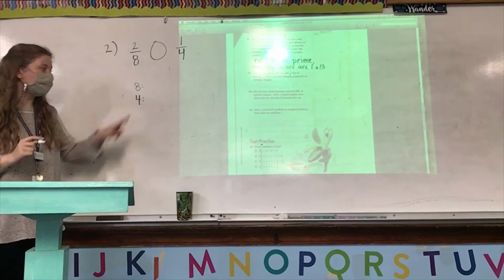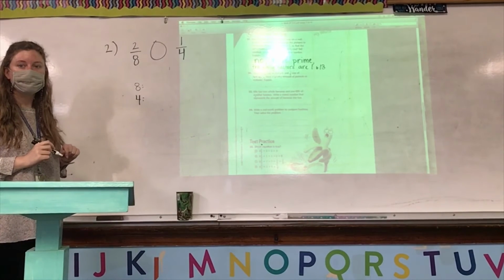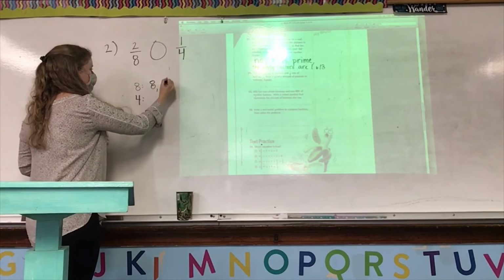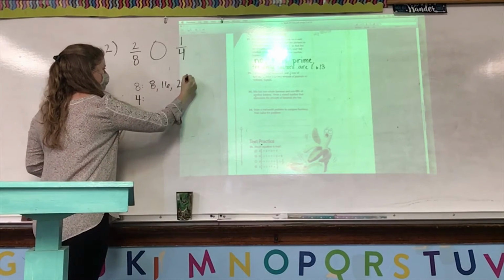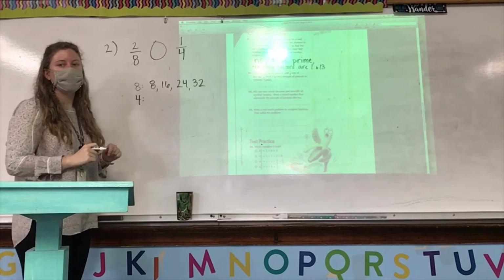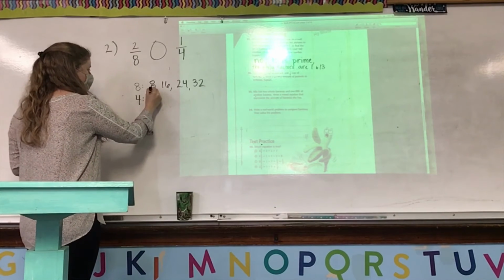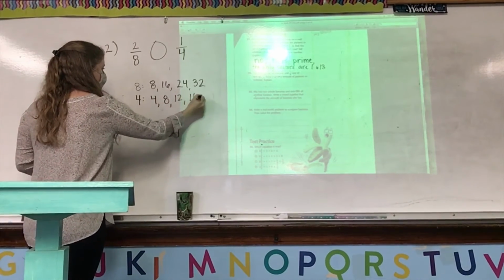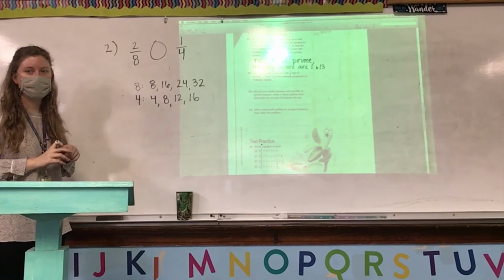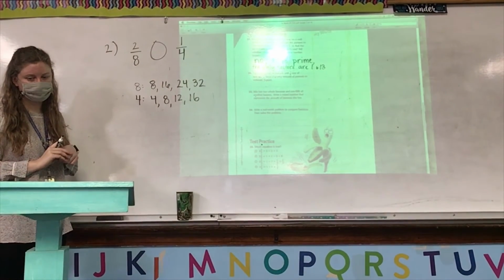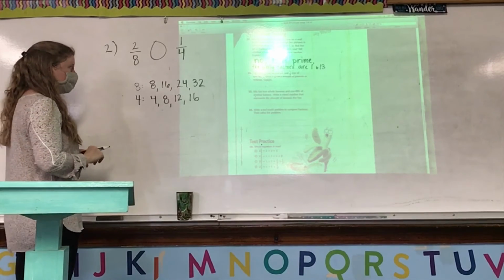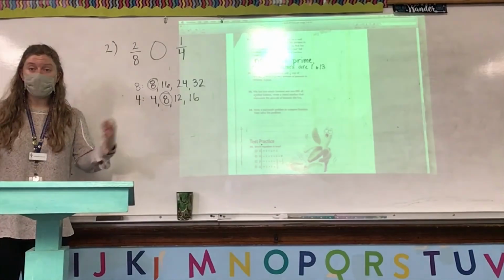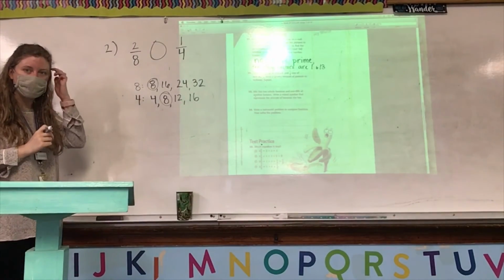Okay, first 4 multiples of 8. 8, 16, 24, and 32. Good, first 4 multiples of 4. 4, 8, 12, and 16. Did we find the least common multiple? Yes, what is it? 8. So now we have to change the fractions so that what is the denominator?